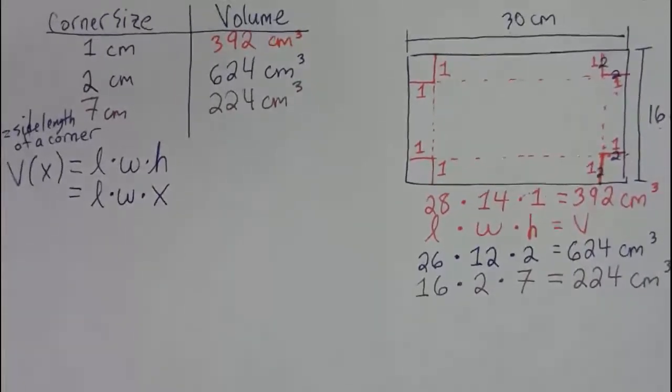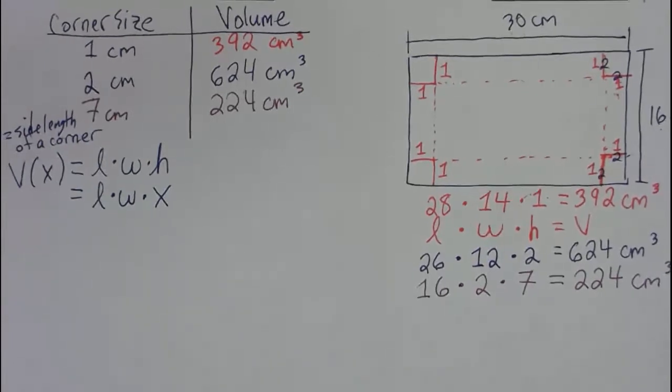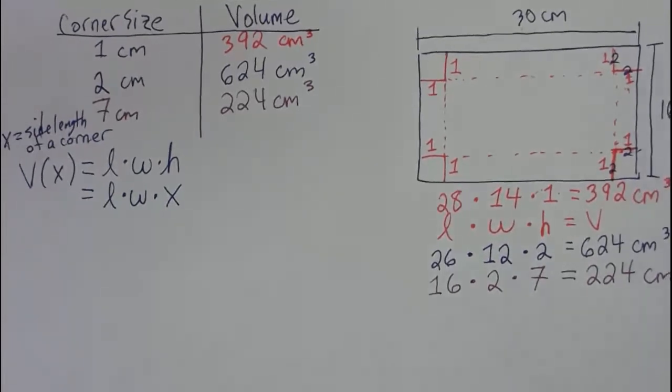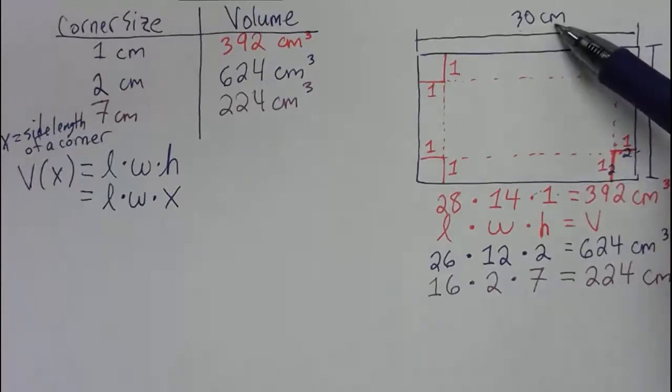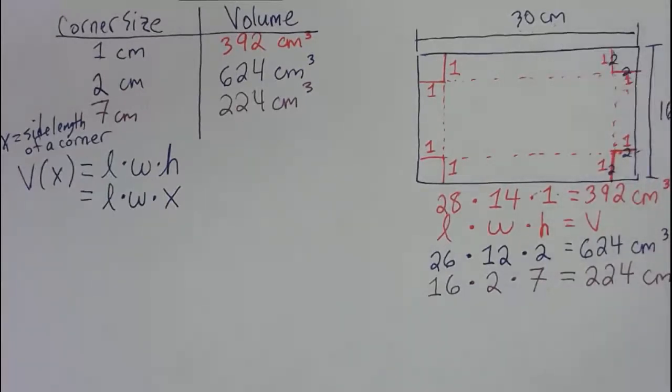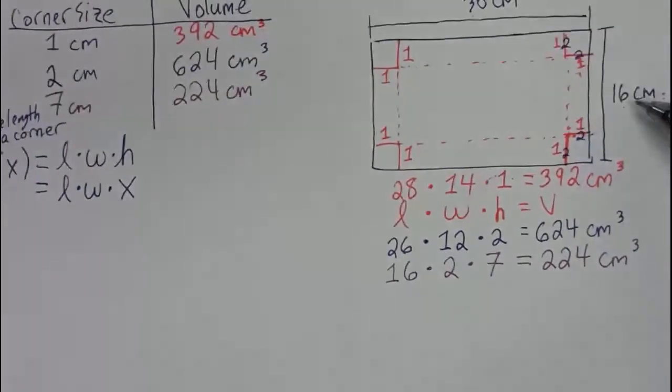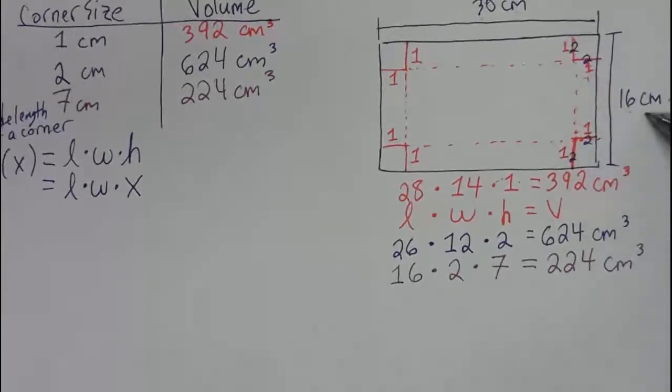But obviously we can't go all the way to 30 and 16 because then the corner would be the whole box, which is not what we want. So now how we figure that out, at least for the length up here at the top: when it was 1, we took away 1 twice from 30. And then the same thing with 16. We took away 1 centimeter on each side from 16.